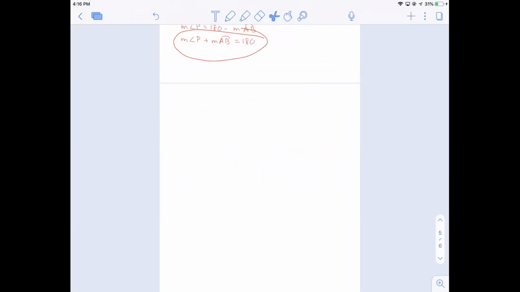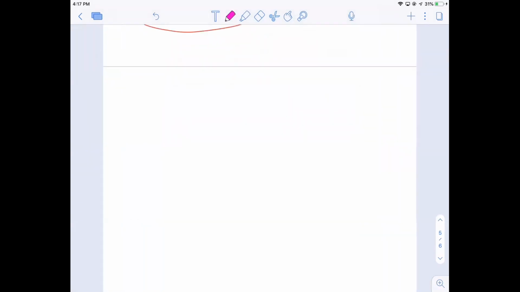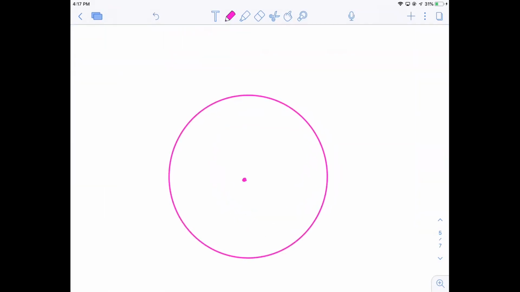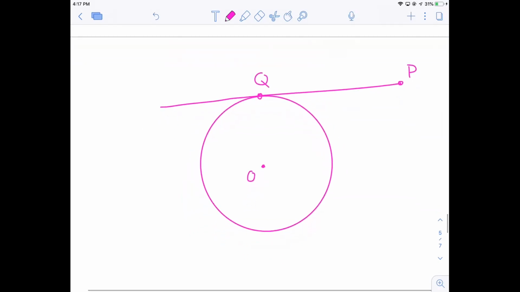So I want to do a problem. I'm just going to make one up real quick. So let's do one example. Let's say given circle O, and let's say we have a tangent PQ, and we have a secant, let's call it PRS.